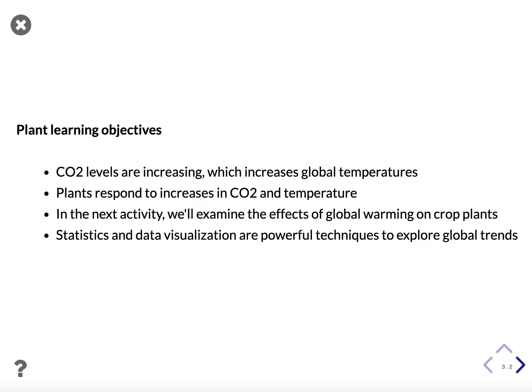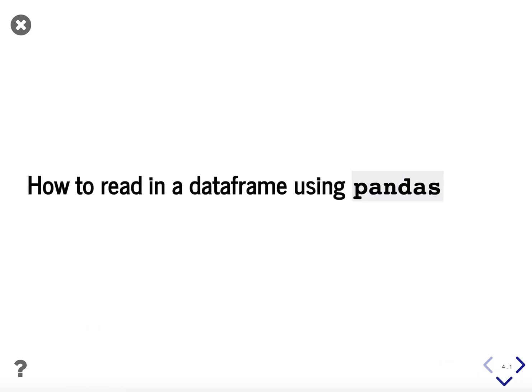The plant learning objectives are to set us up for the next activity. You'll see that CO2 levels are increasing and that this increases global temperatures. Plants respond to increases in CO2 and temperature. In the next activity, we'll be examining the effects of global warming on crop plants, and you'll see how statistics and data visualization are powerful tools to explore global trends.